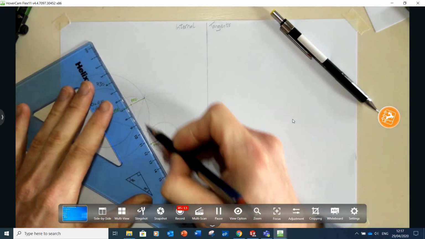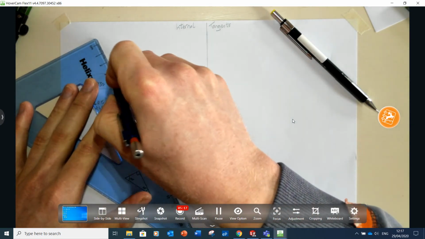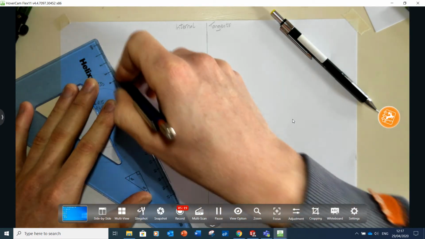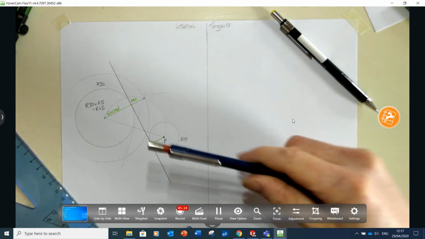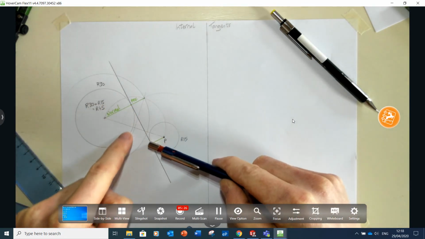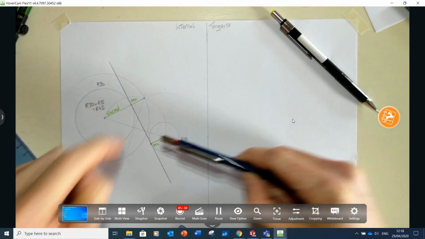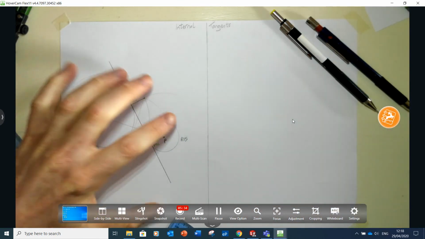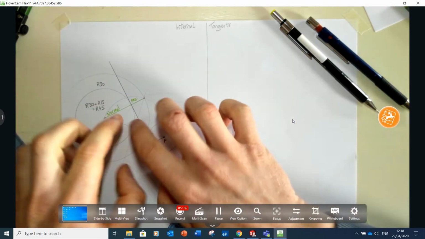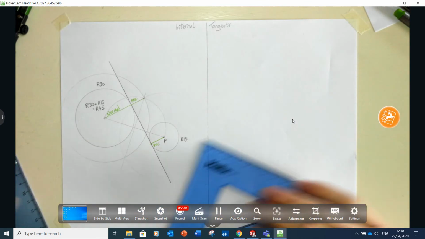Now we have 2 points of contact. And that there is my internal tangent, so it passes inside both my original circles. So that's our internal tangent. And I'm going to go and practice another one on the right hand side of the page.